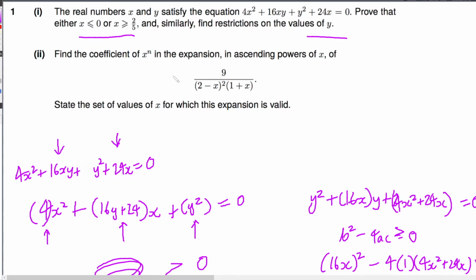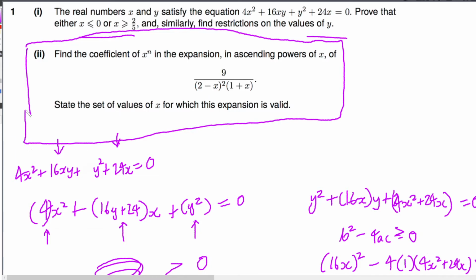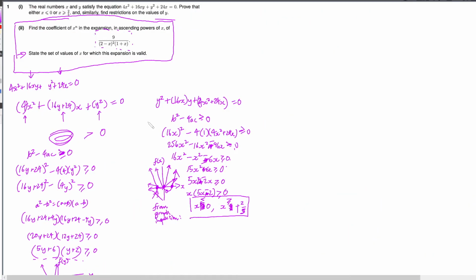So that's basically what's happening here. The next part of the question seems completely different, and basically what they want you to do here is expand that expression. They want an infinite series expansion of this expression. Find the coefficient of x to the n in this expansion. And then they want you to state the set of values of x for which this expansion is valid. So I'm just going to pause the recording here while I clean up the workspace.